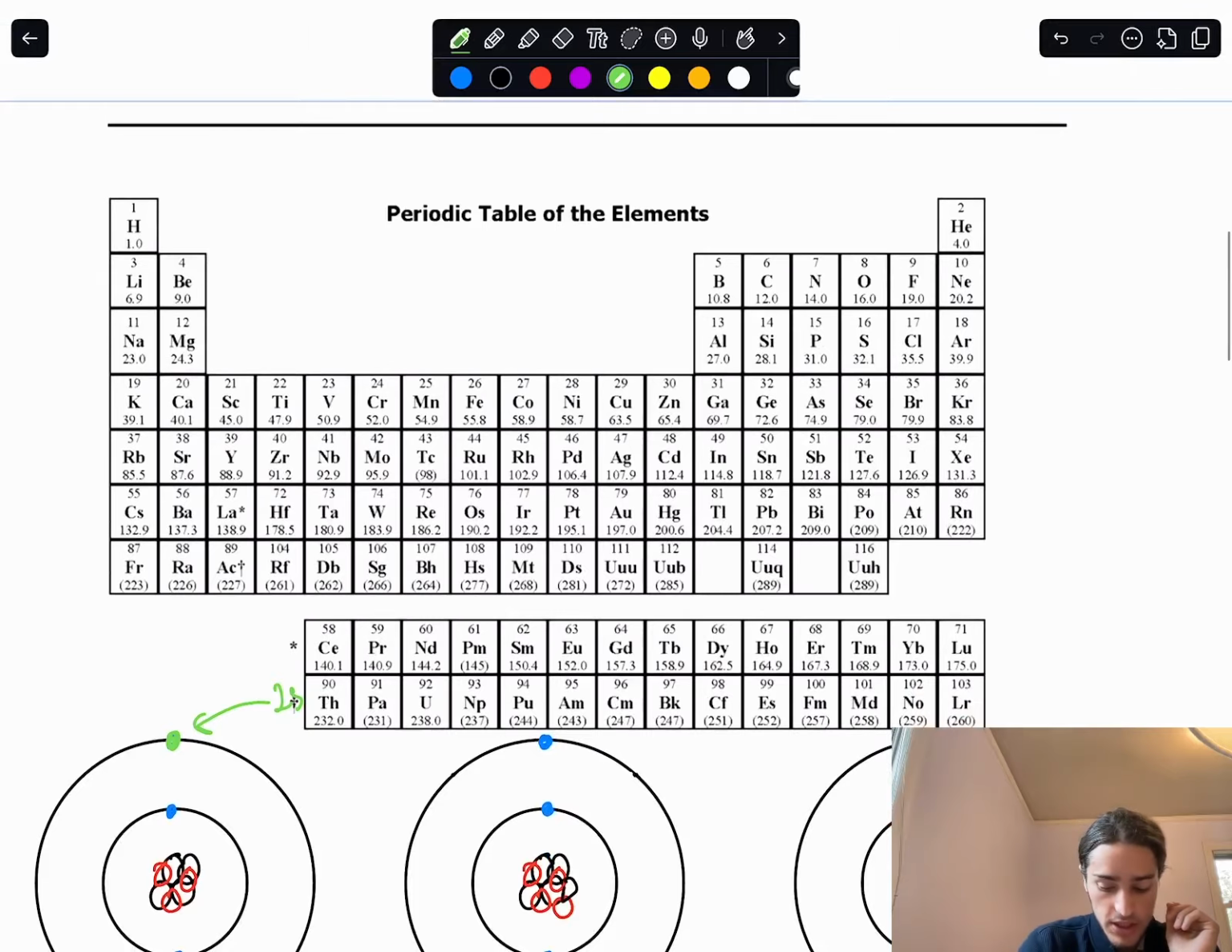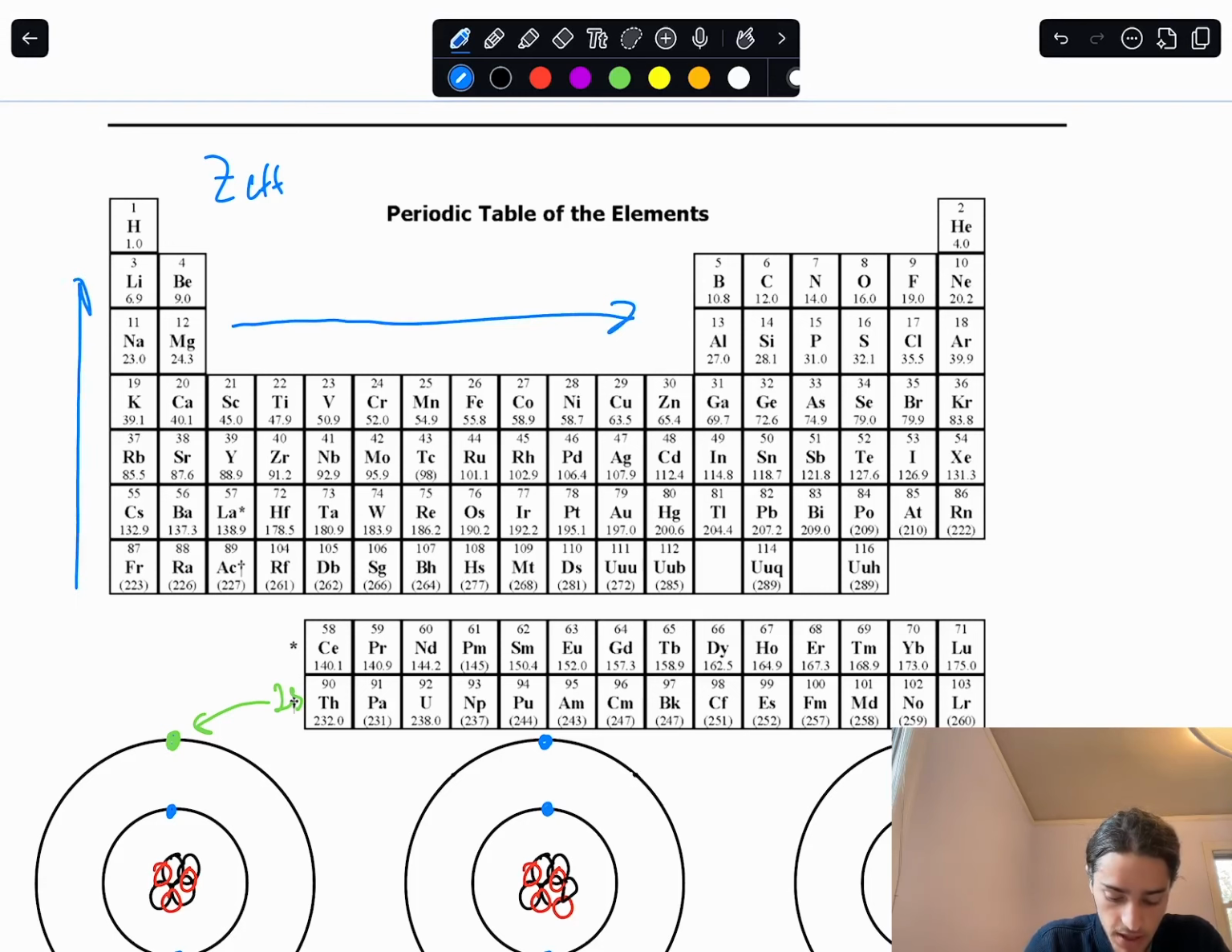So let's just quickly generalize what we've figured out. Effective nuclear charge seems to increase as we go from left to right and increase as we go from the bottom to the top of the periodic table.